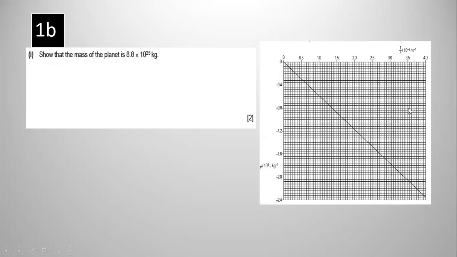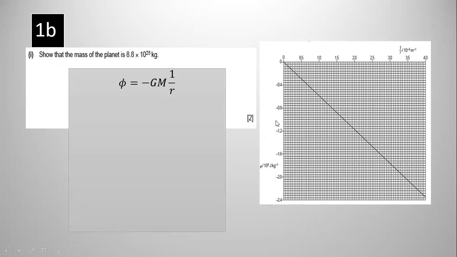Show that the mass of the planet is 8.8 times 10 to the power 25 kilograms. That's the equation that we have derived. Gradient is G over M. The easiest way is to take this point on the graph.